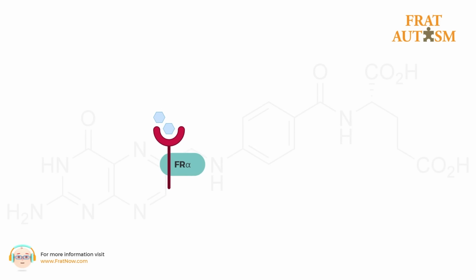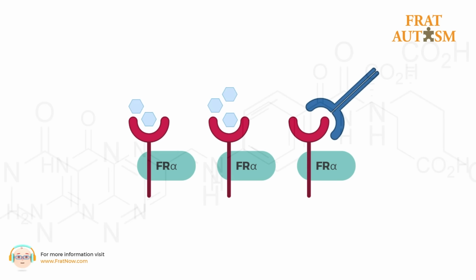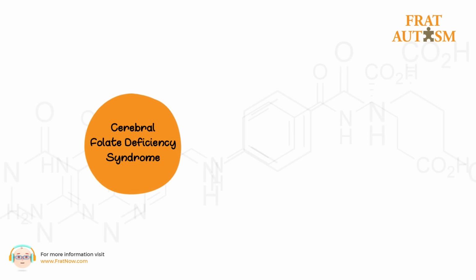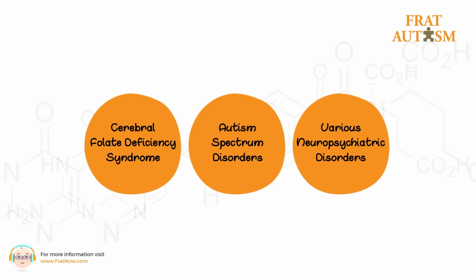The other cause of folate impairment, involving folate receptor alpha, will be related to the presence of autoantibodies against FR alpha. In some individuals, autoantibodies against FR alpha can block folate transport, potentially leading to disorders like cerebral folate deficiency syndrome, autism spectrum disorders, and various neuropsychiatric disorders.